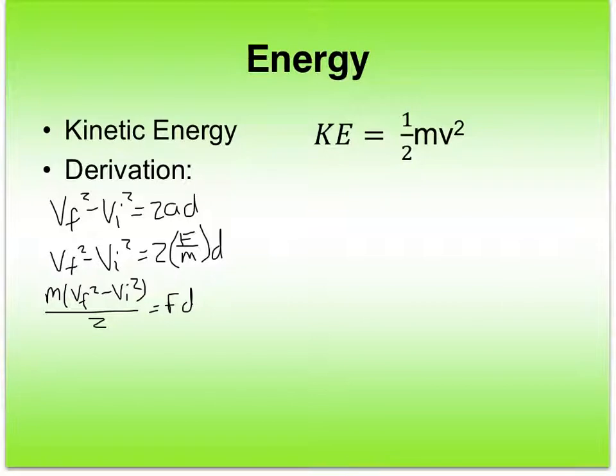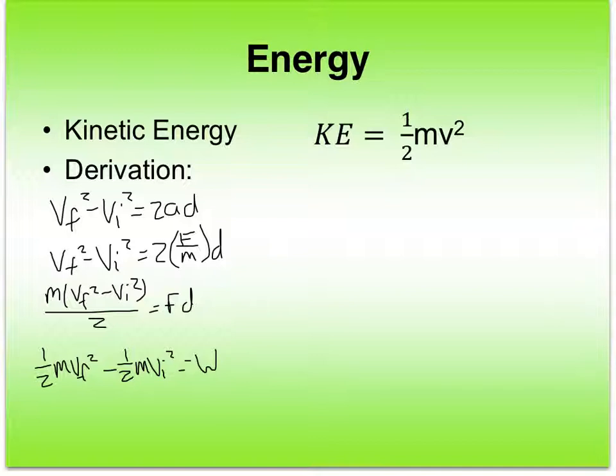I did a couple of steps here. I divided both sides by 2 to get the 2 out of the right side, and I multiplied both sides by mass to get the mass out of this equation. So I'm left with force times distance over here, and m times vf squared minus vi squared over 2 over here. Now I just have to clean that up.